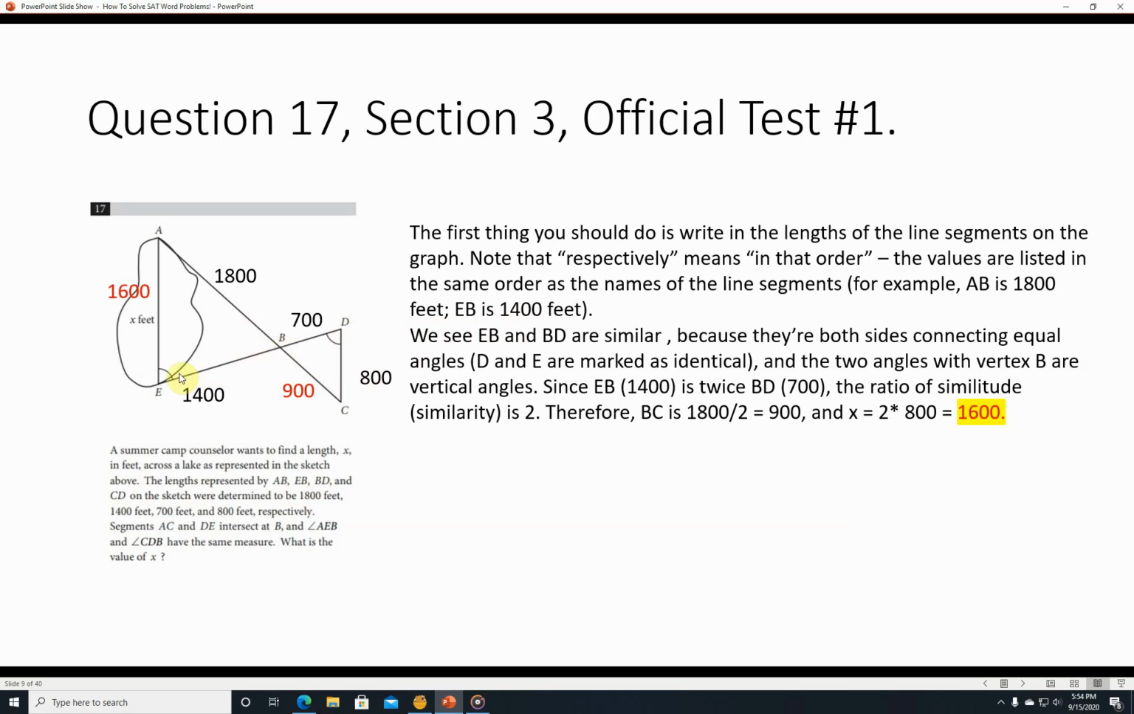And also they're on the same side as angle E and angle D, and we can see from this little line that they're equal to each other. So, and of course these angles here are vertical angles, so they have to be the same. So these have to be proportionate.